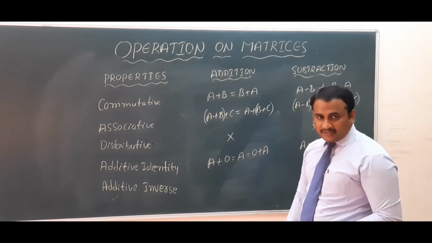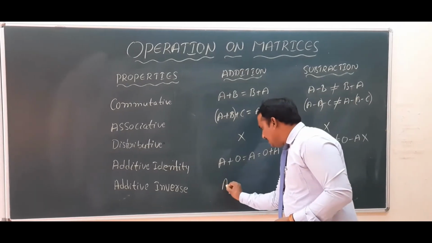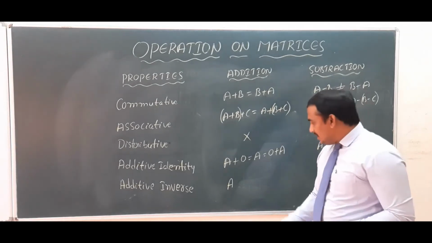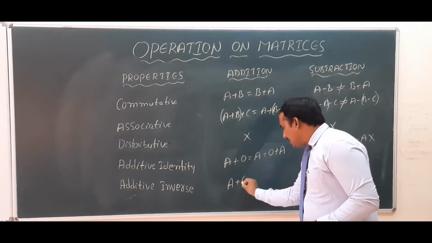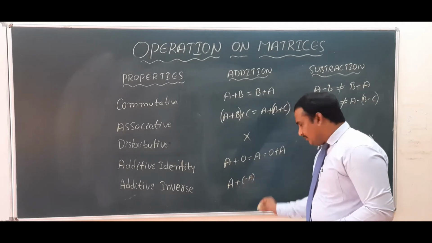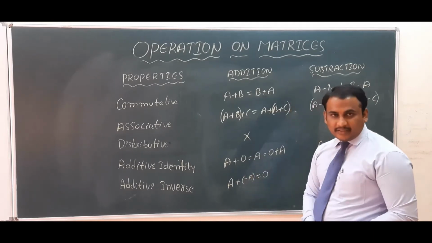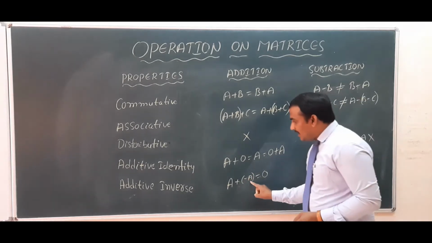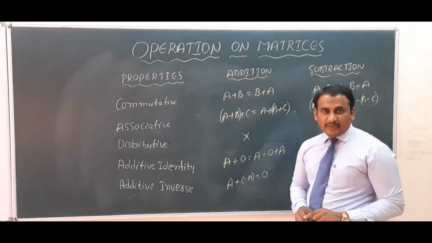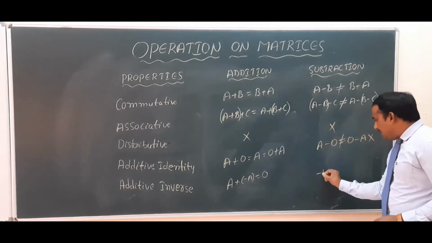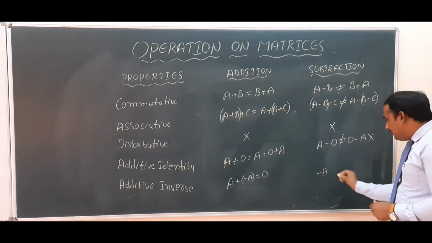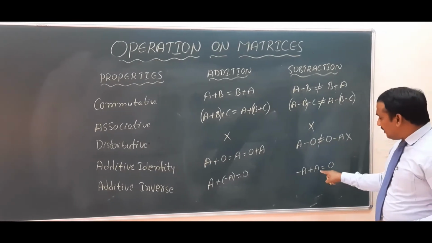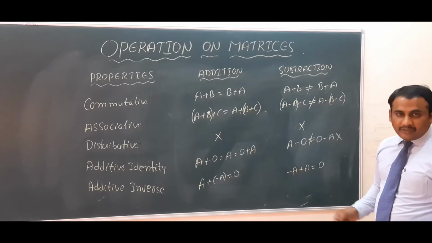Same thing, additive inverse. Additive inverse means here an A matrix is given. If you add two matrices, the sum you have to get is the 0 matrix. If A matrix is given, what do you have to add? The negative matrix, and we will get the 0 matrix. This is called minus A. That means minus A matrix is called the additive inverse matrix. Now we check: minus A is given, what do you have to add? Plus A matrix, and we will get the 0 matrix. In this one, A is the additive inverse matrix.